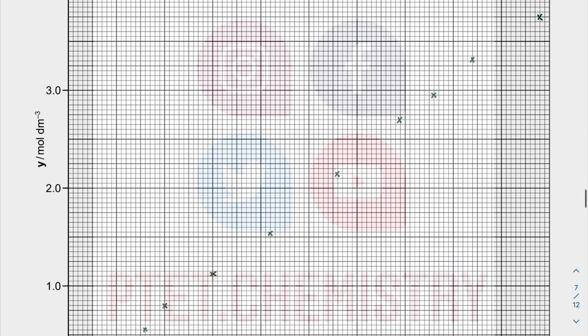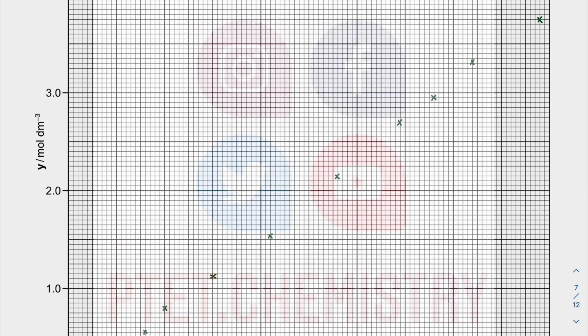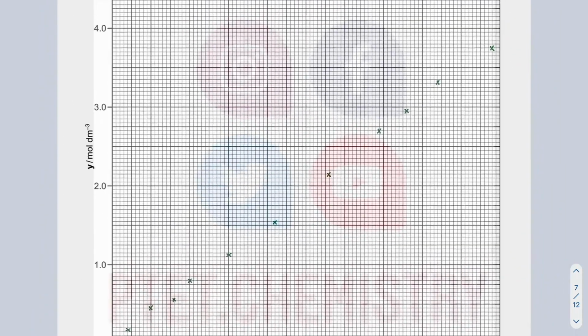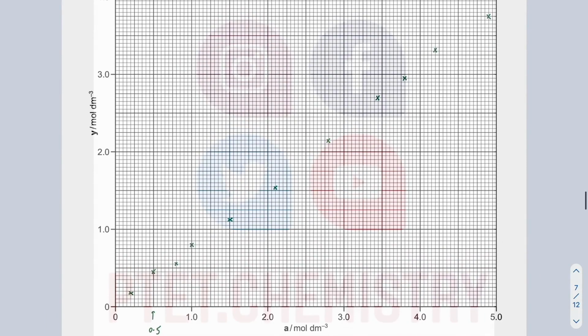Alright, so we can see there is a straight line. Quite a good straight line there. I'm going to minimize this a little bit. When there is none of A, there will be none of y. So we know this will cut through 0, 0.